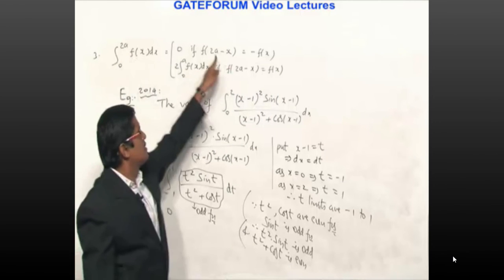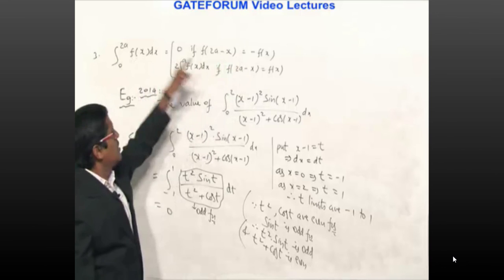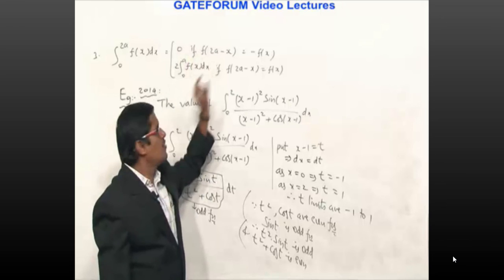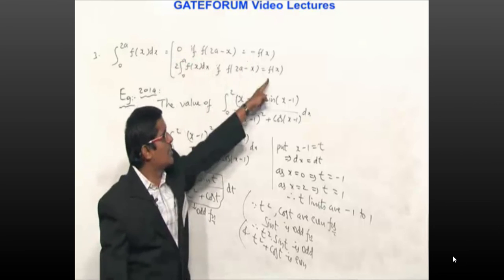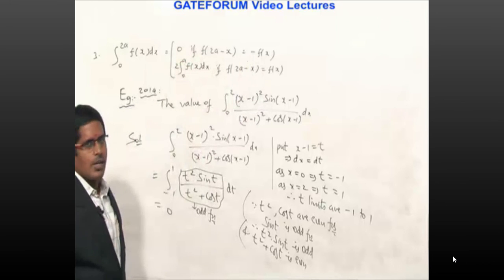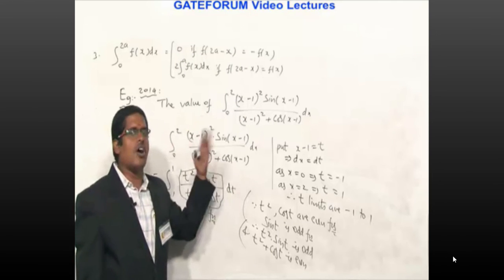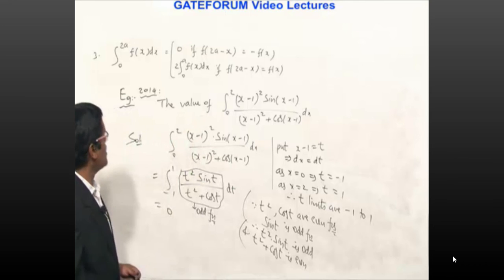In your f of x, please verify one of these conditions. X is replaced by 2a minus x, then simplify. If you get minus f of x, the answer is 0. If you get plus f of x, the answer is 2 into the integral from 0 to a of f of x dx. In the previous one, x is replaced by minus x, the odd function, even function procedure. Okay.